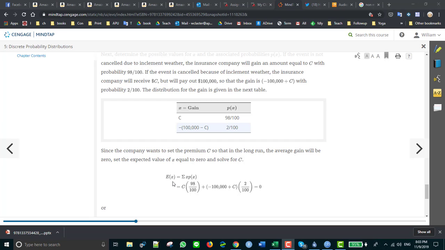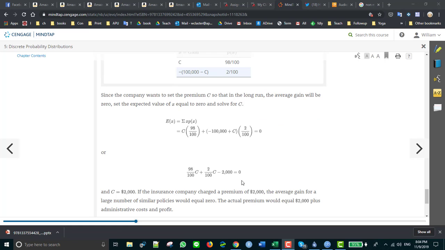So they want their expected value to be 0. Like I said, they probably want it to be more than 0, but suppose they just want it to be 0. They don't want to lose money, in other words. Then we want this formula, we want the expected value to be 0. So what do we get over here? We get C times this plus this times that, and we want that to be 0. So now we can solve for C and figure out how much they should charge in order to, in the long run, have their expected gain be 0, not a loss.